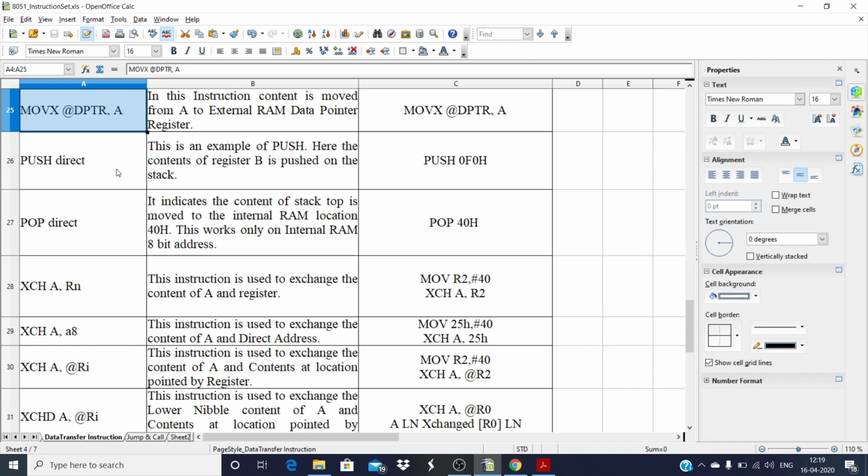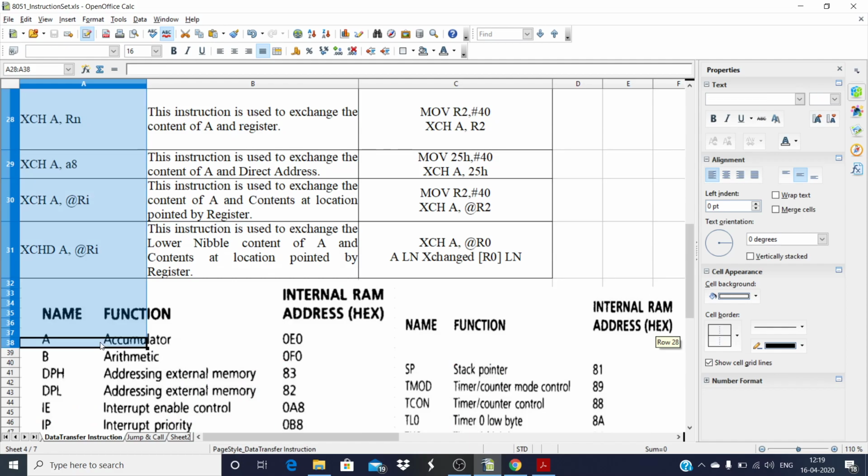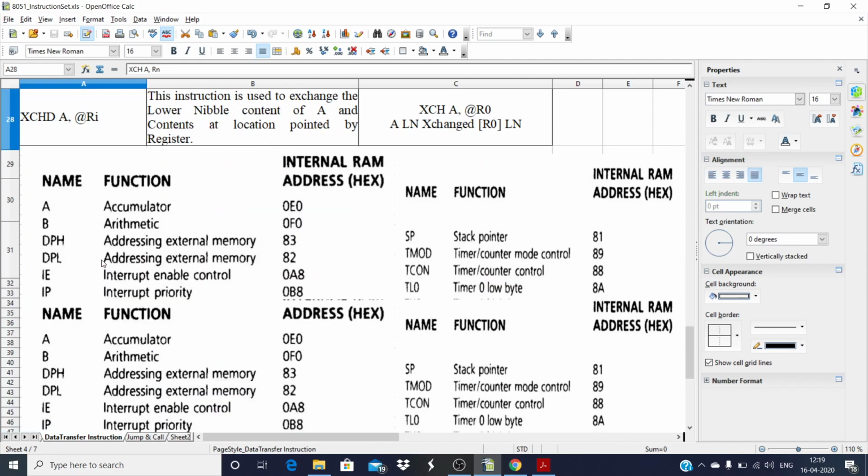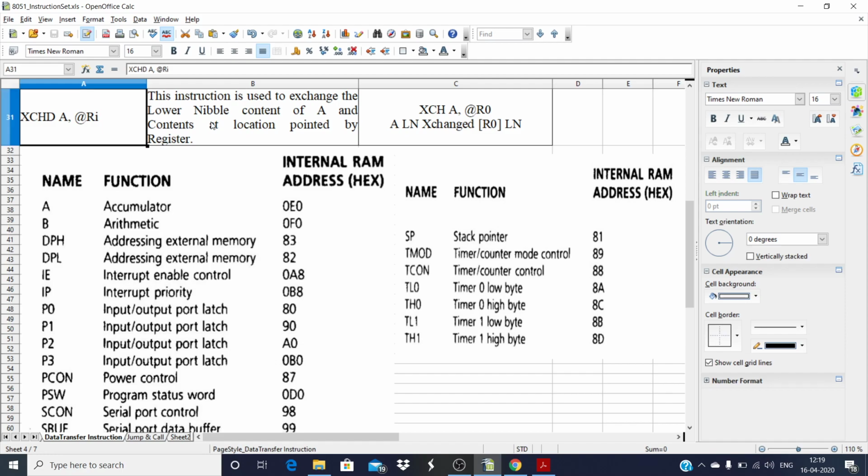then stack instructions. There are only two instructions of stack, push and pop. Only these operations we can perform on stack. That's why two instructions, push and pop. Then exchange instruction. Two different versions of exchange instructions, XCH and XCHD. We will see that in detail.